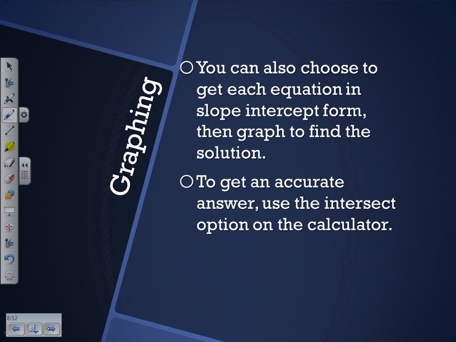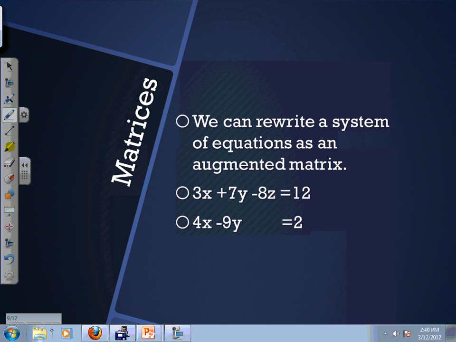So that's where you graph both of them. You go to your calculate menu, choose your intersect option. It'll have you pick the lines, and then you'll be able to get exactly what the answer is. So you can do that. It's usually not going to be the fastest way, but it's a possibility if you blank out on how to do substitution or elimination. And then the last thing that we'll talk about today would be matrices.